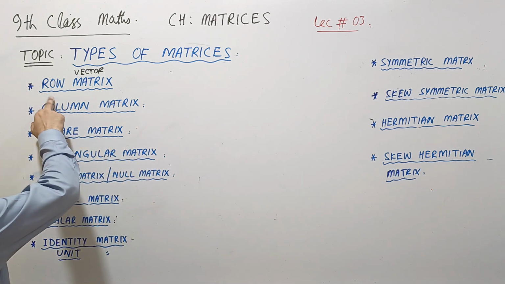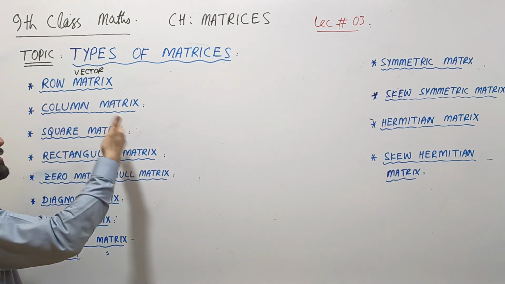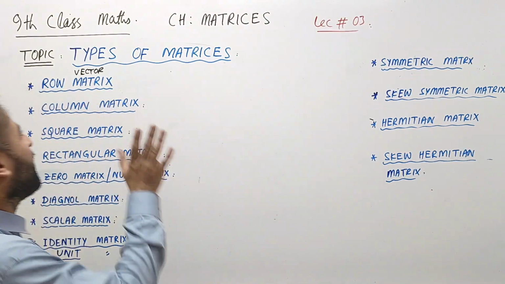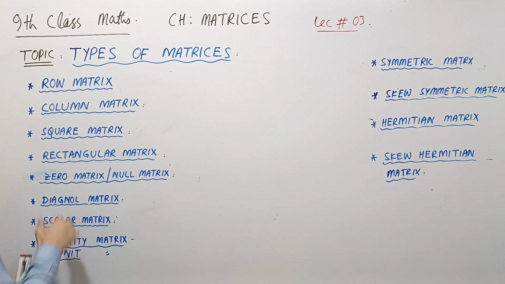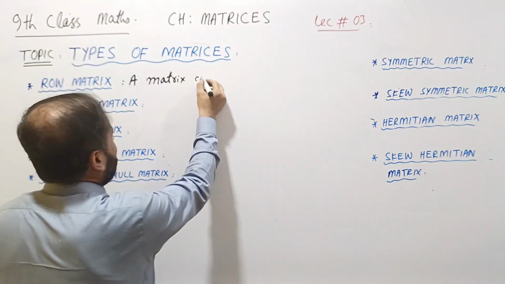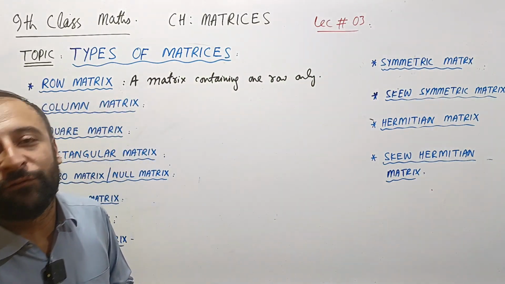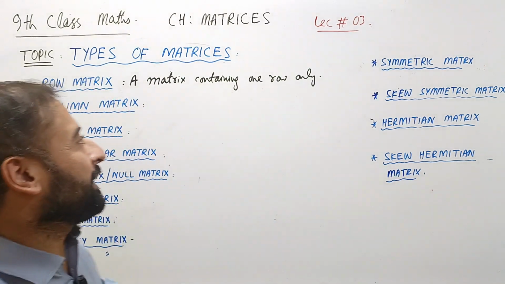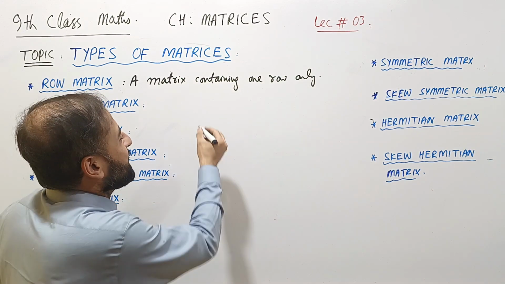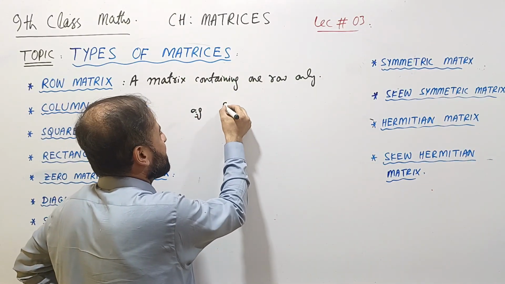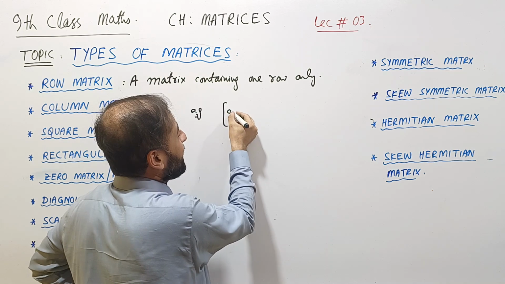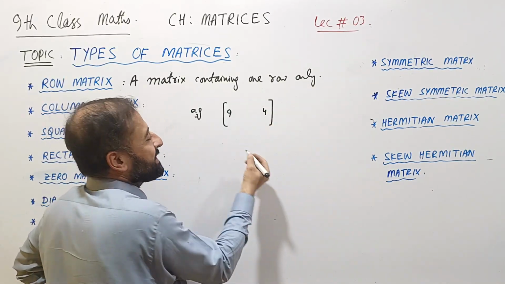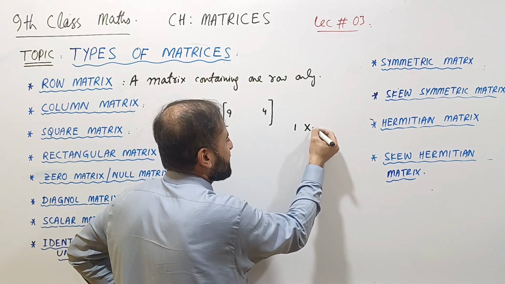First, we will discuss row matrix, or we can call it row vector as well. In some books, we use the word row vector. If it's not there, it's okay, you don't use it. Row matrix: a matrix containing one row only. If you have a matrix in which there is only one row, it doesn't matter how many columns there are, but the main thing is it should contain one row. For example, if I give you this matrix, you see a matrix in which there is only one row and columns are 2. Its size is 1 by 2 matrix.